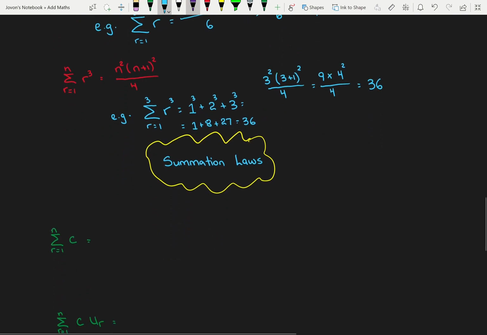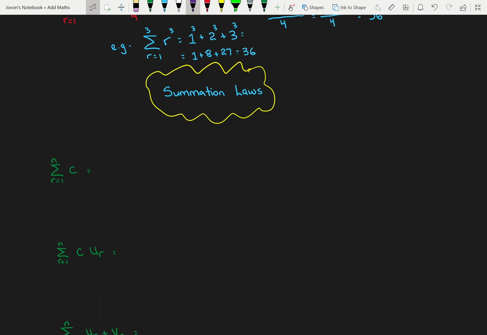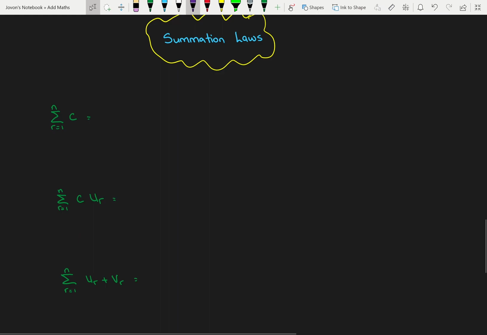Okay. So now we have some summation laws. I was kind of hoping the videos wouldn't be this long, but feel free to skip through again if you know these things already. So the next one now is the sum from r is equal to 1 to n of a constant c. So this c here represents a constant value, meaning it could be 1, 2, 3. So the sum from r is equal to 1 to n of c is equal to n times c.